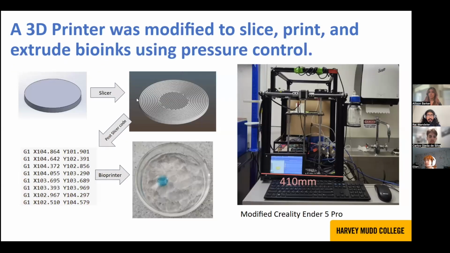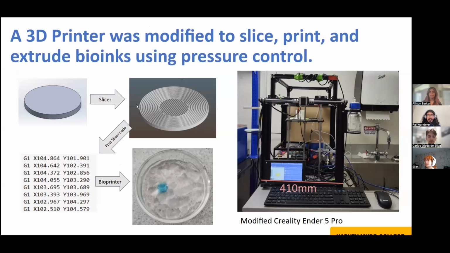Our bioprinter, which is depicted on the right, consists of a heavily modified Creality Ender 5 Pro 3D printer with a Duet 3 6HC controller board running RepRap firmware, a PID pressure pump system based on the micropump project, and a Raspberry Pi to control everything.